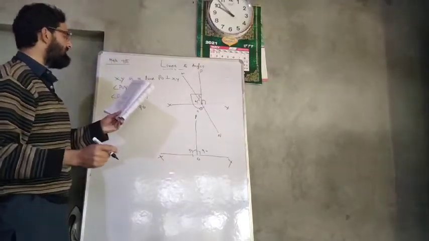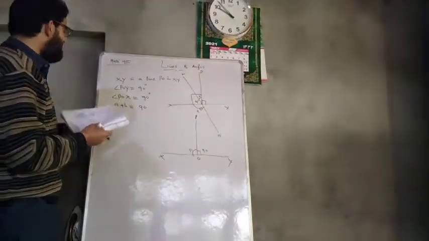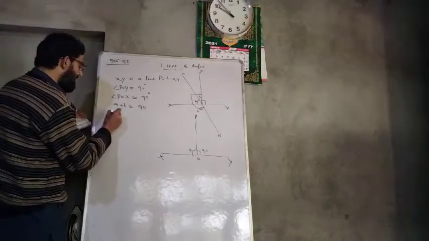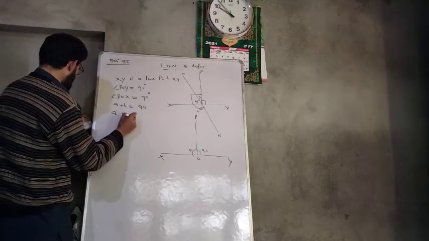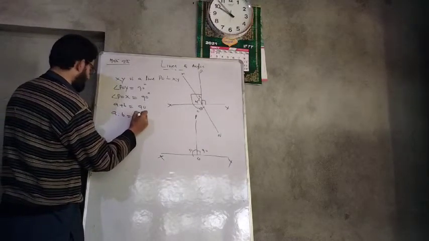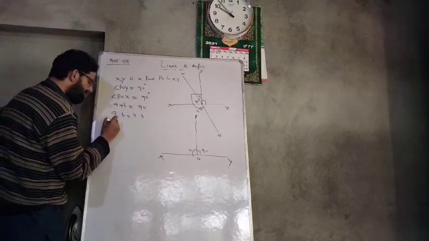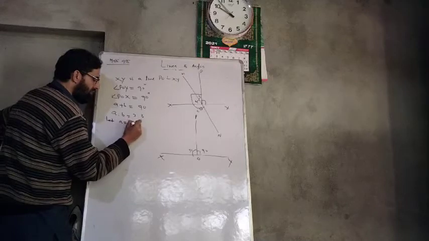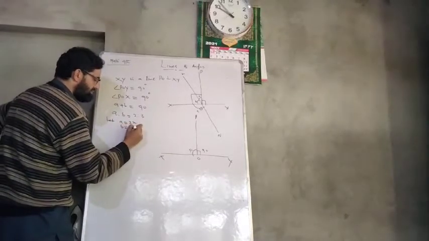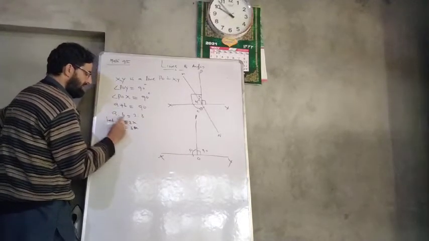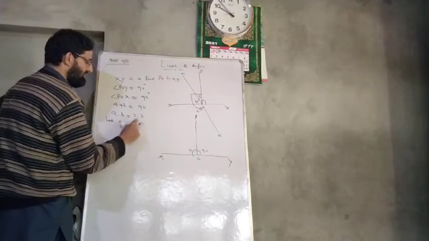Okay, A plus B is equivalent to 90 degrees. It is further given that the ratio A to B is 2 to 3. So let A equal 2x. What is B? B is 3x. So A is equal to 2x, B is equal to 3x.